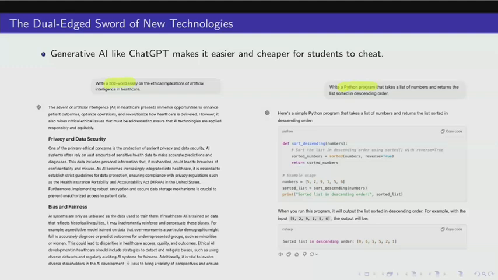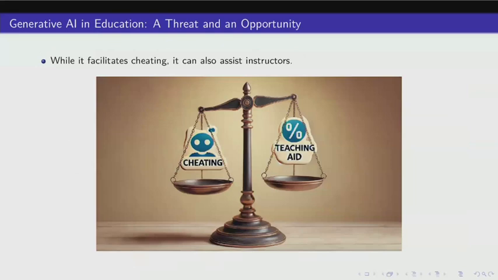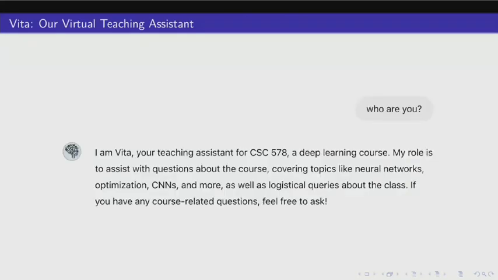Okay, it seems that it's very bad, but actually the same powerful tool gives us a huge opportunity to support our students' learning. So today I will introduce how to build your own customized GPT to support students' learning. Here I introduce Vita, which serves as a virtual teaching assistant in my course. I will just ask Vita to introduce himself.